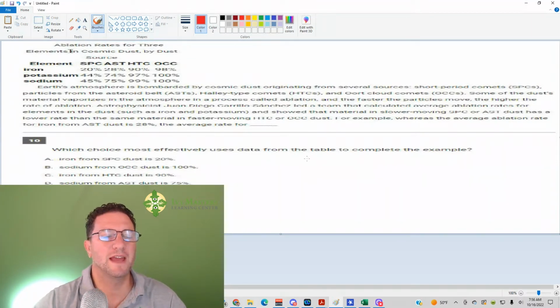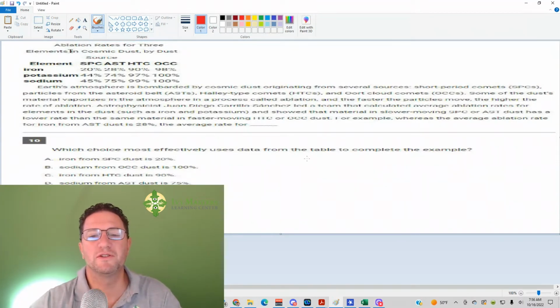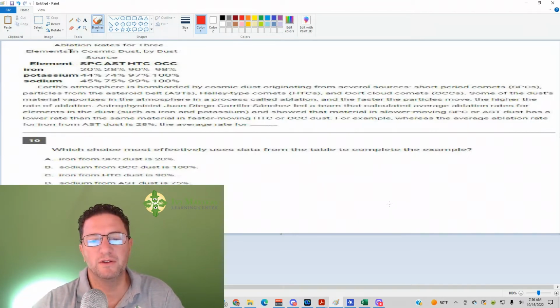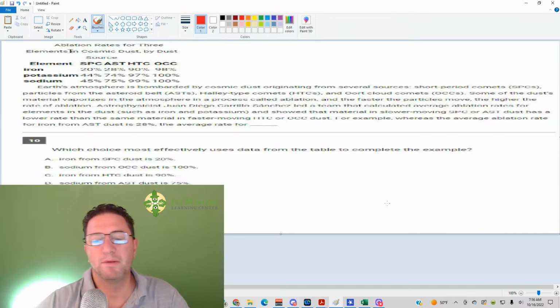And today we're going to look at the 10th question from the digital SAT Test 1. Number 10 reads, which choice most effectively uses data from the table to complete the examples? When we look, we read the title, Ablation Rates for 3 Elements in Cosmic Dust by Dust. And then we've got our source.